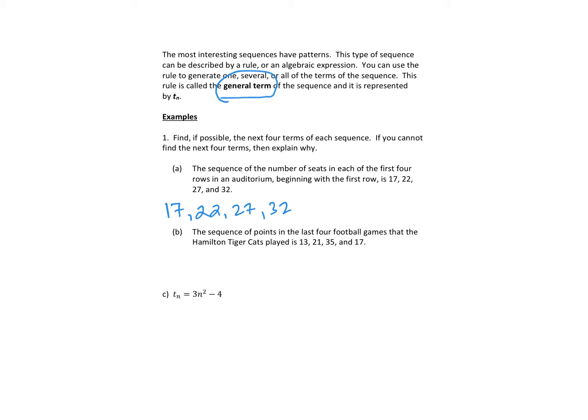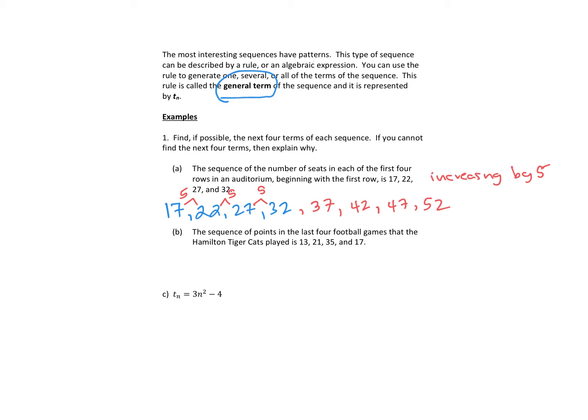So I can see that 17 to 22, I am adding 5. So let's see if that pattern continues. So if I add 5 to 22, I get 27. If I add 5 to 27, I get 32. So there is a pattern. The pattern is it's increasing by 5. So then I could add 5 to get the next term. I could add 5 to get the next term. So it wants me to get the next 4 terms. So I'll just keep adding 5 till I get those next 4 terms.